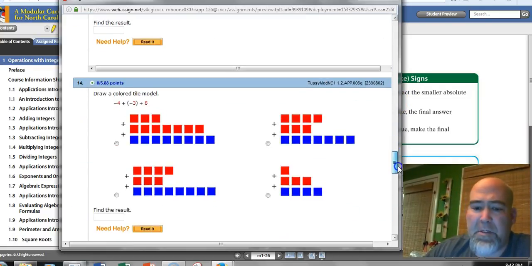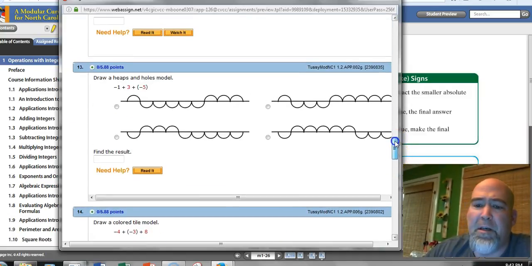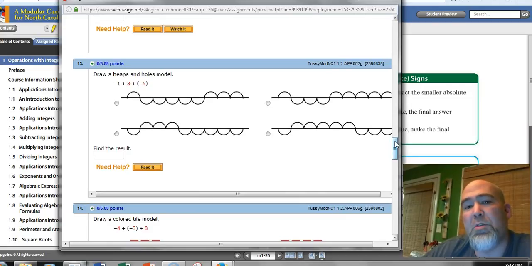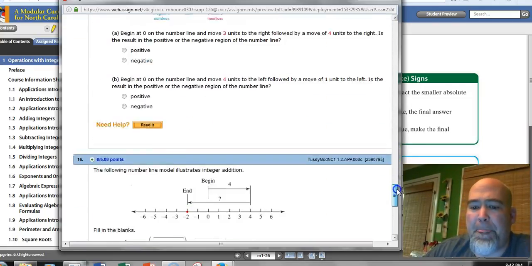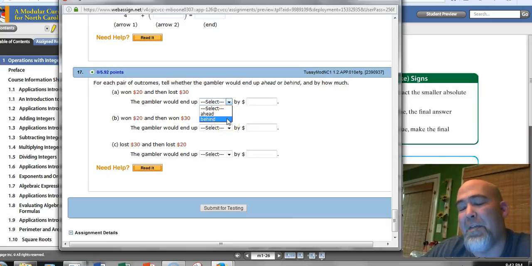And then the last one I want to look at, they have some heaps and holes problems and tiles. Again, just an approach to adding integers. And on this one they talk about, if someone was gambling and they won 20 then lost 30. Well, that means you're still in the hole, right? And so we're saying they are behind. So behind means that they are negative, ahead means that they are ahead, positive.